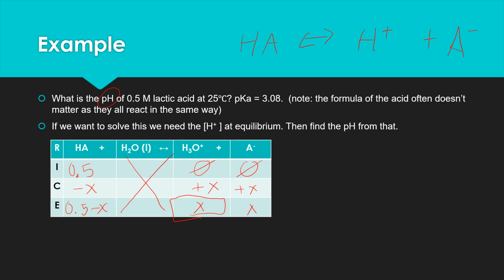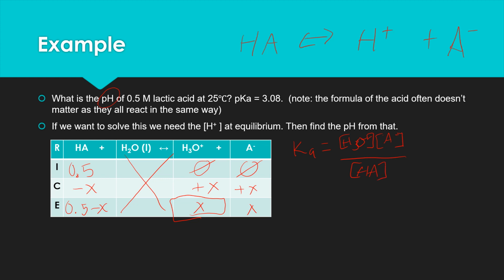Just like we've done in our last unit, we can write an equilibrium expression. So I'm going to go ahead and write that out. Again, this is the same one that's given on our equation sheet, H3O plus, sorry if it looks a little messy, A minus over the concentration of HA. And then we can plug in.